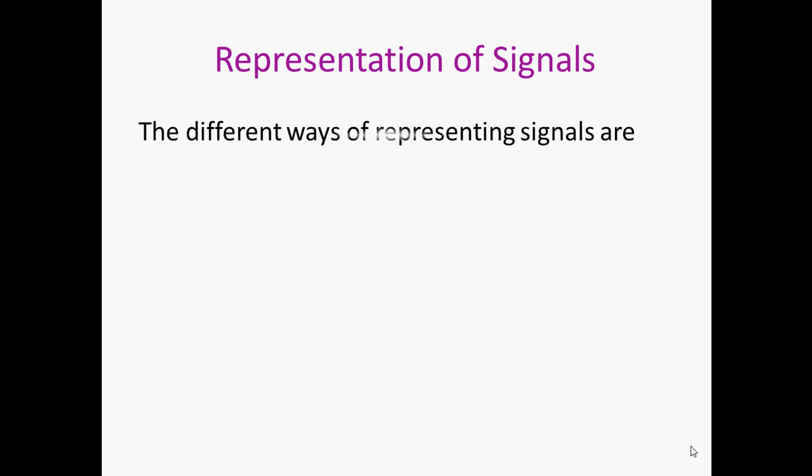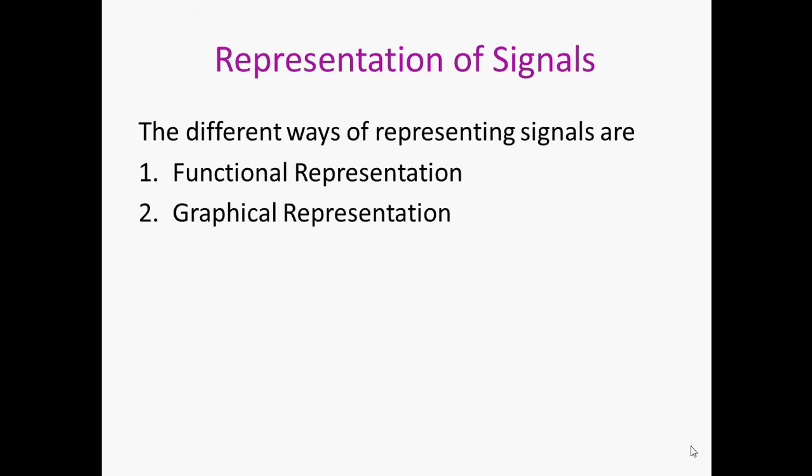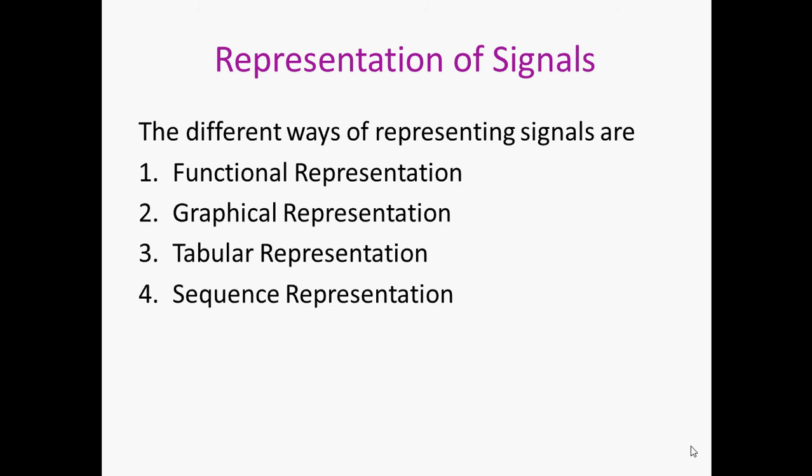So for the representation of signals, what are all the different ways to represent a signal? There are 4 different ways of representing your signals: functional representation, graphical representation, tabular representation and sequence representation. So these are the 4 different ways to represent your signals.